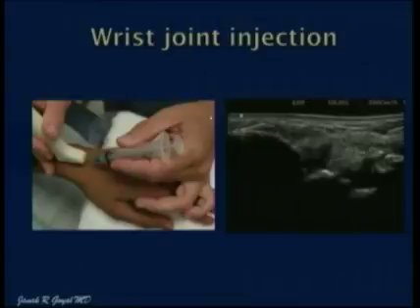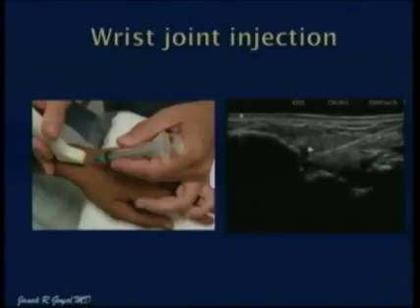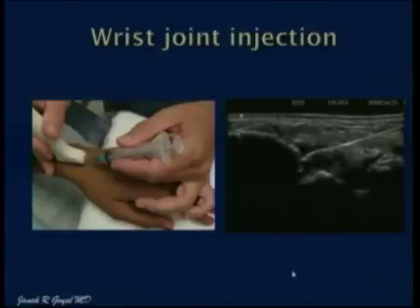Here is the wrist joint injection. You see the patient positioning here, and here you see the radius, lunate and capitate. Here is the needle which is being directed into the radiocarpal joint under a direct method. Here is my radiocarpal joint, and here is the needle performing the injection.